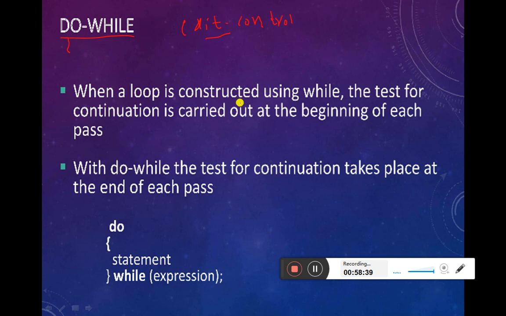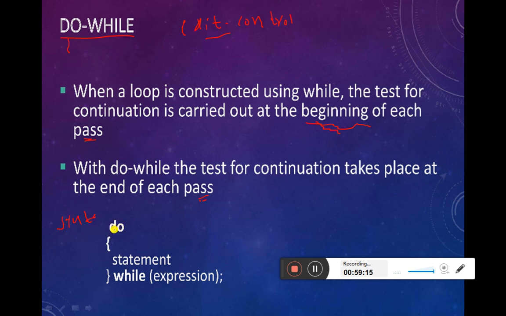When a loop is constructed using while, the test for continuation is carried out at the beginning of each pass or each repetition or each iteration. Each pass means one complete repetition. With a do while, the test for continuation takes place at the end of the pass or end of the repetition or iteration. So the syntax of do while.